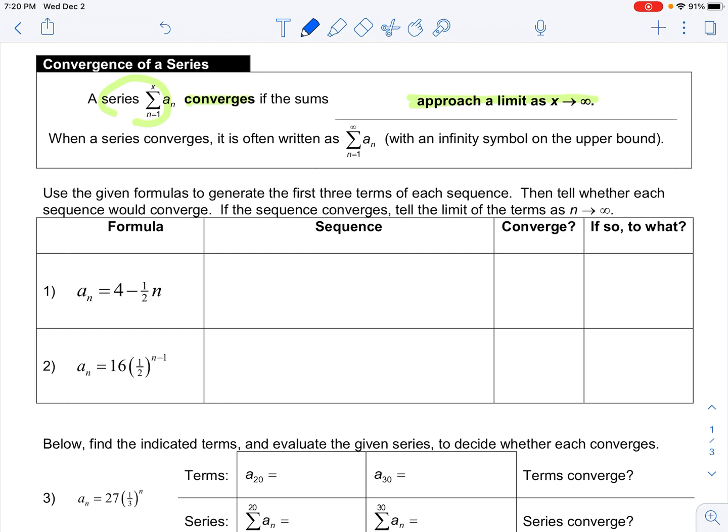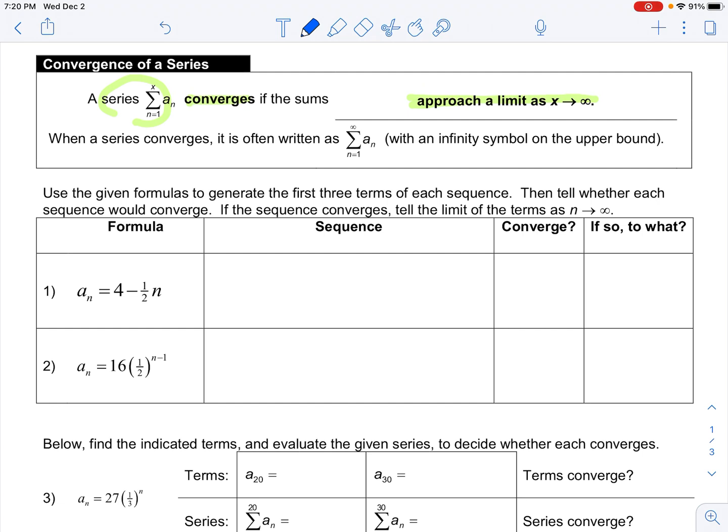On the first table, it says use the given formulas to generate the first three terms of each sequence. Then tell whether each sequence would converge. If the sequence does converge, tell the limit of the terms as n approaches infinity.